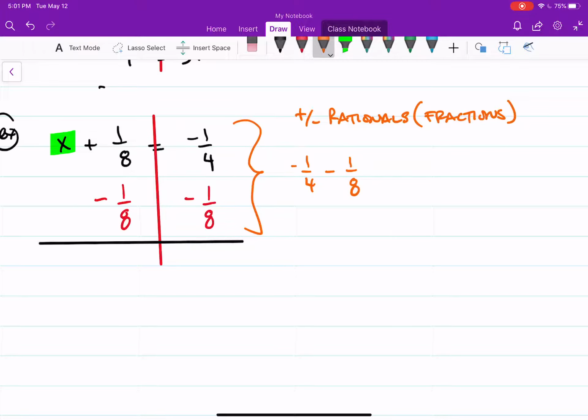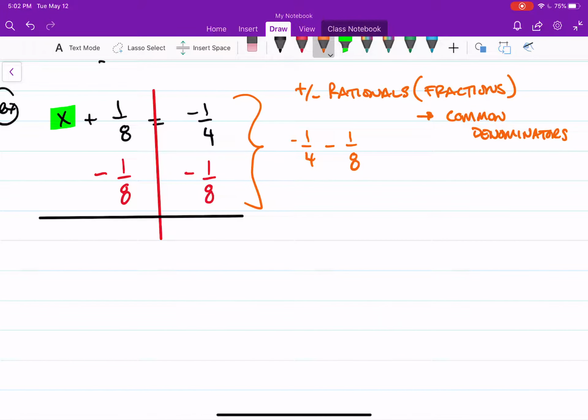And what do we know about that? What do we need to do? We need common denominators. Okay? So what's a common denominator? Now, the way I taught you was to break 4 down into a prime. So 4 breaks down to a 2 times 2, while 8 breaks down to a 2 times 2 times 2. Remember the factor trees, right?